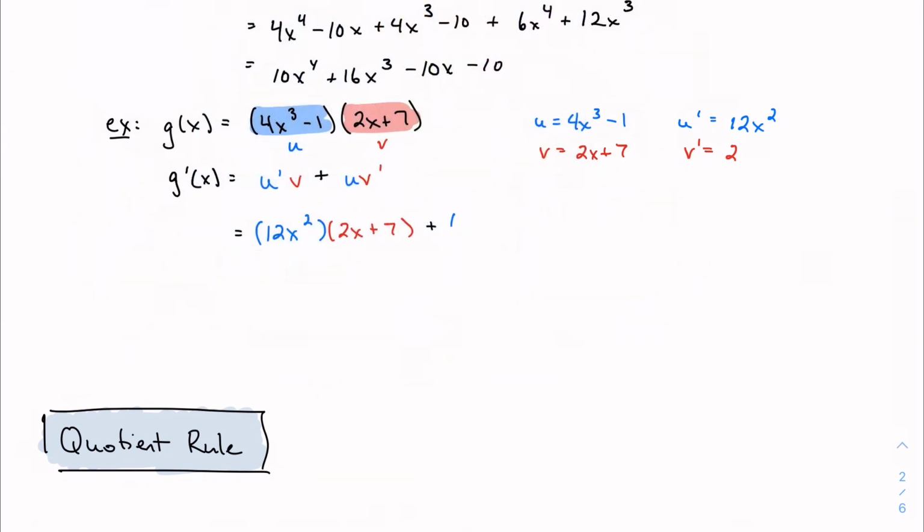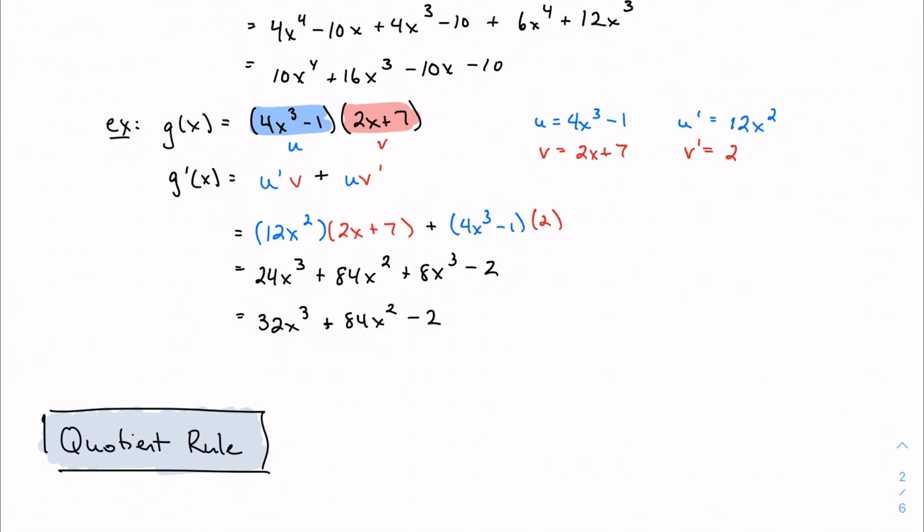So u, v prime, and I'm going to try to simplify just a little bit. So I'm going to have 24x cubed plus 84x squared, 8x cubed minus 2, so I'm left with 32x cubed plus 84x squared minus 2. Product rule. Everybody gets a turn to have their derivative taken: u prime v plus u v prime, or v prime u, depending on how you like to write it.